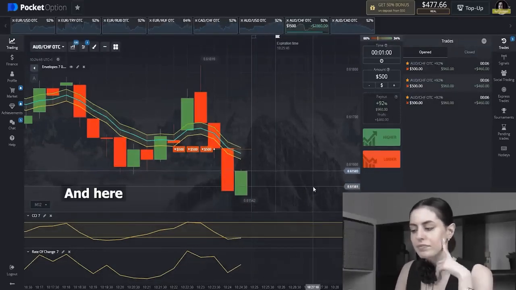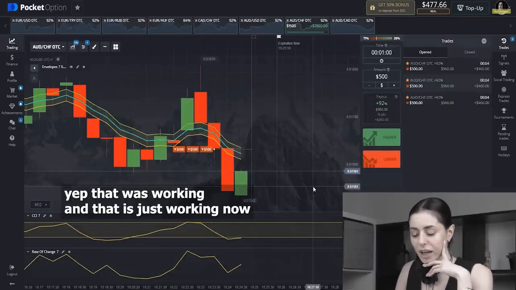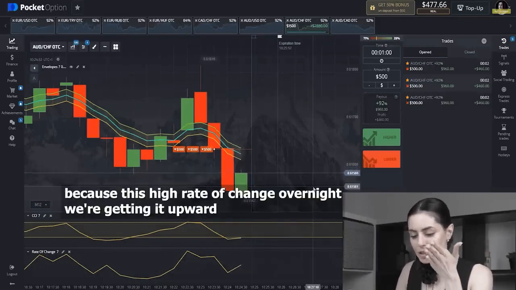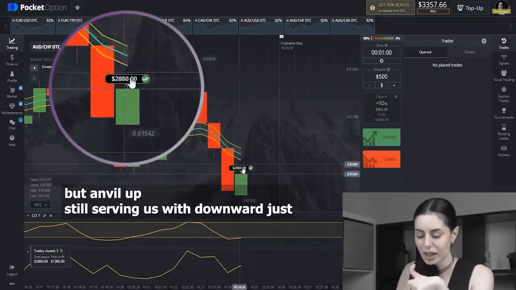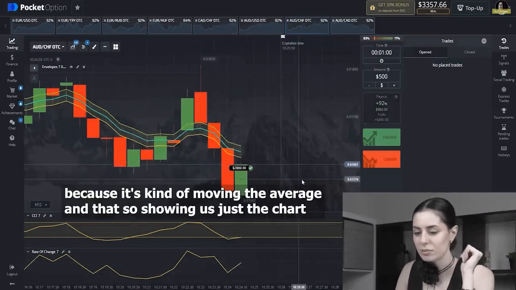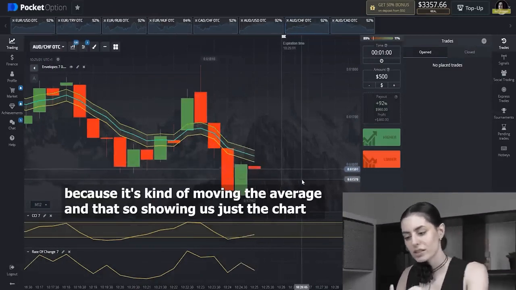And here, that was working. And that is just working now, because CCI and rate of change are showing us we're going to get upward, but the envelope is still showing us we're downward, just because it's kind of a moving average. So it's just showing us the chart.